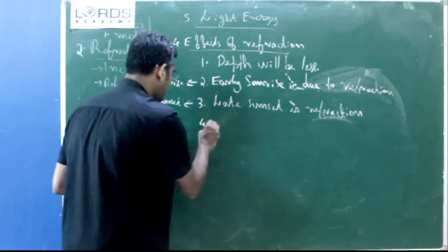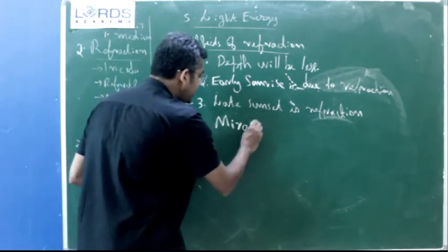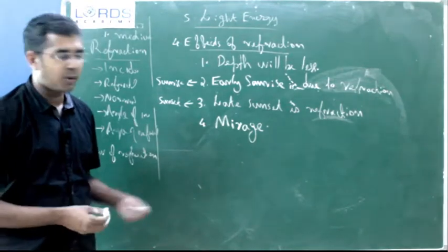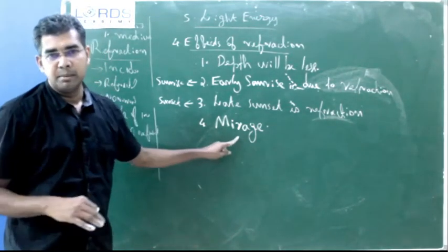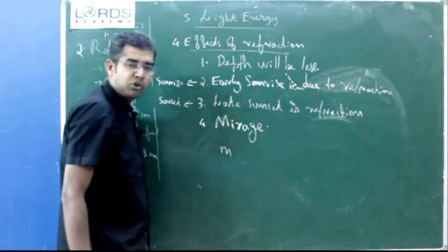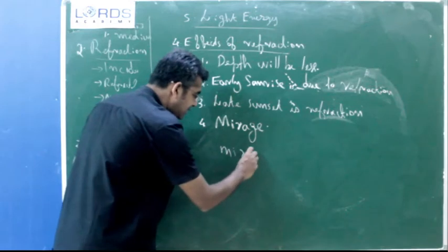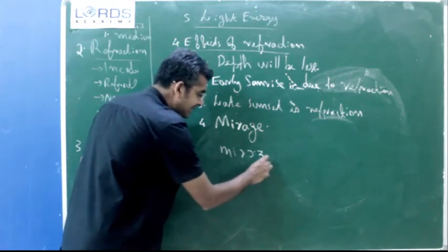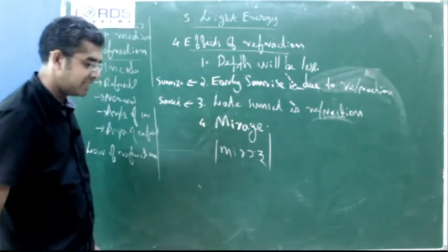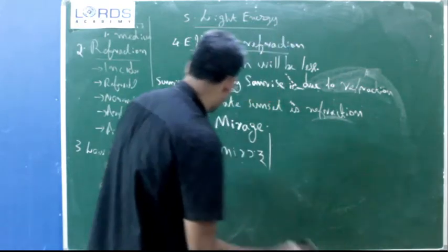Fourth one, mirage. M-I-R-A-G-E, mirage. It is pronounced with the sound "mirazh", with an E sound, then R sound, then the sh sound at the end. I think you have already learned your phonetics. M-I-R-A-G-E, mirage.